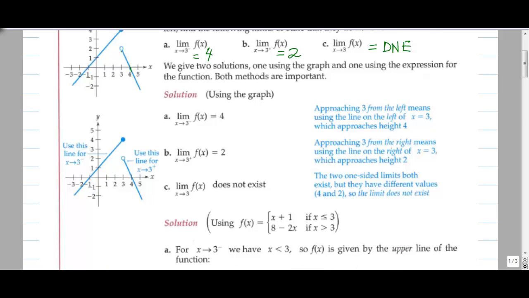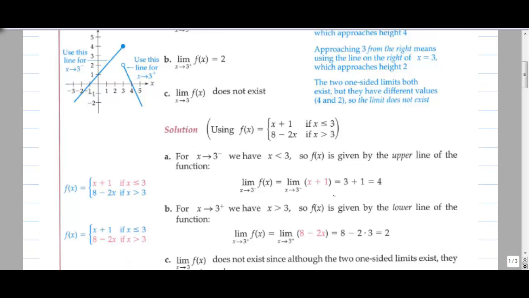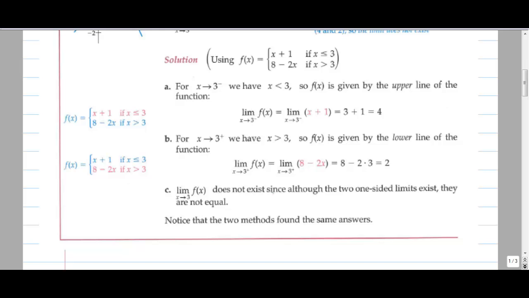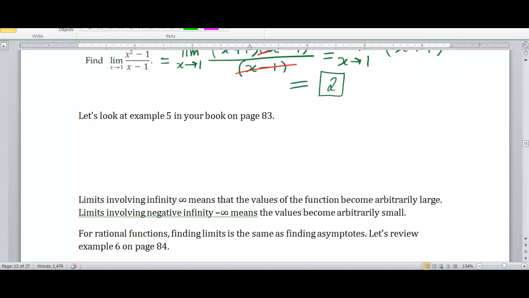You can also do this problem using the algebra, using the function itself. When you plug 3 into the first part, you get 4. When you plug 3 into the second part, you get 2. Since 4 and 2 are not the same number, you know the limit doesn't exist. Notice that the two methods found the same answers. All right, let's go back to your notes. So that was example 5 in your book.